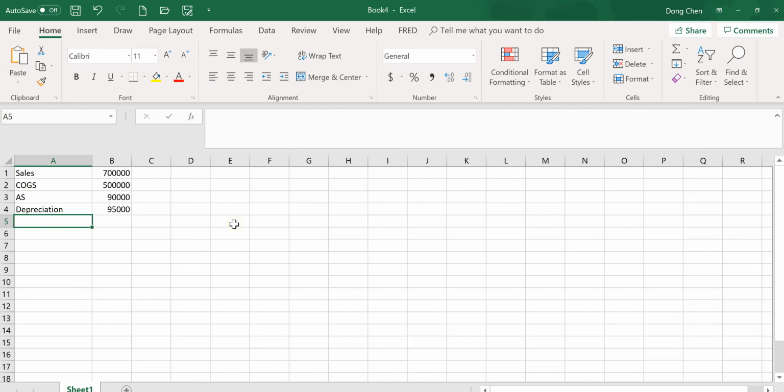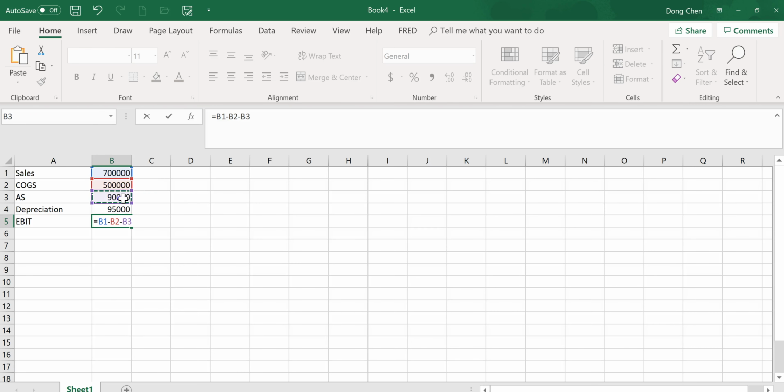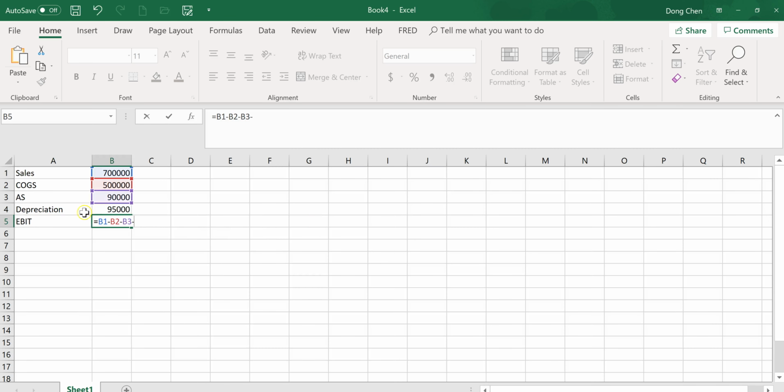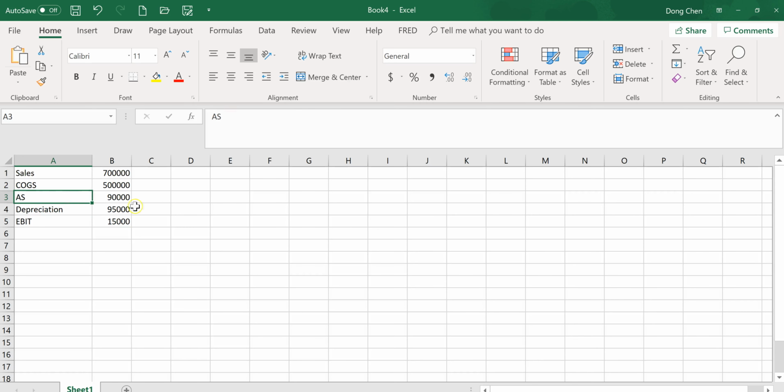500,000, yes. So based on this input, I can calculate EBIT, which is simply sales minus cost of goods sold minus administrative and selling expenses, and then finally minus depreciation. Actually, I should label this AS, yes, it's administrative and selling expense. Okay, so I think I got it right.